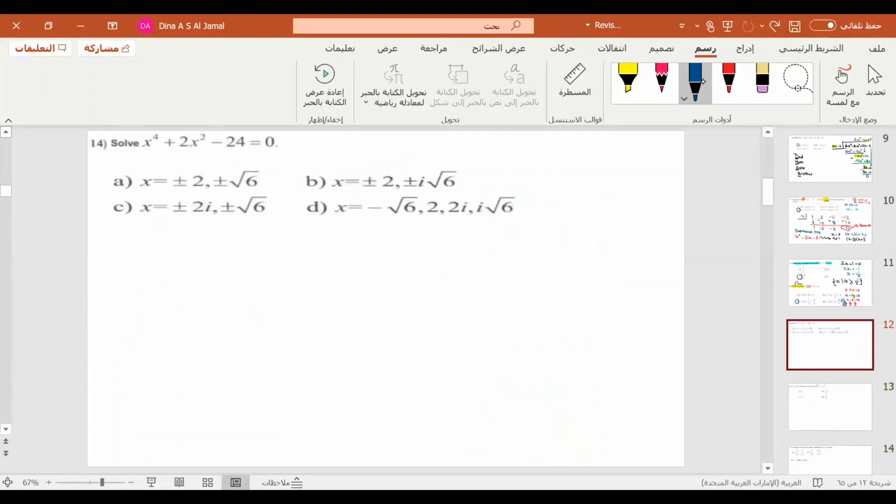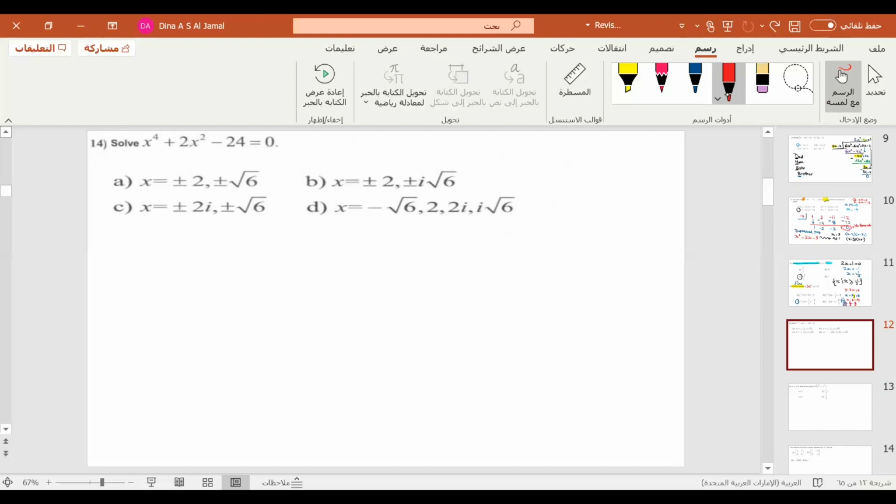Let's go to question 14. Now in question 14, he is asking you to solve x to the power 4 plus 2x minus 24. There are many ways to solve this, and some of you already have your calculators, but I would like you to revise with me how to use the rational zero theorem to solve such a question.